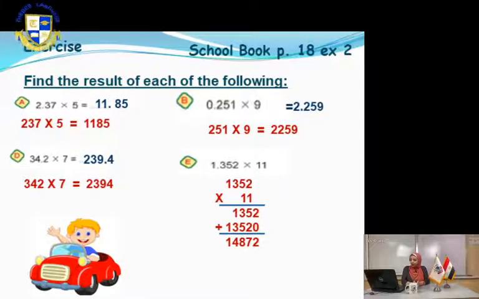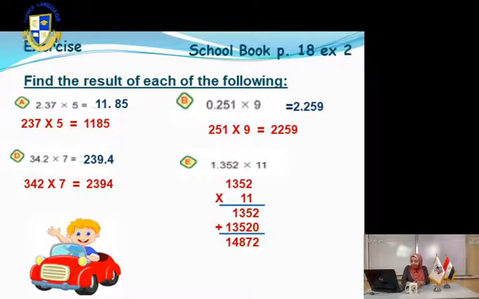Then multiply the tens digit. 1 by 2 equals 2. 1 by 5 will be 5. 1 multiply 3 will be 3. 1 multiply 1 will be 1. Then add the 2 numbers together. Let's add. 2 plus 0 equals 2. 5 plus 2 equals 7. 3 plus 5 will be 8. 1 plus 3 will be 4. And the last digit is 1. Here the final answer is 14,872. Okay, where is the decimal point?